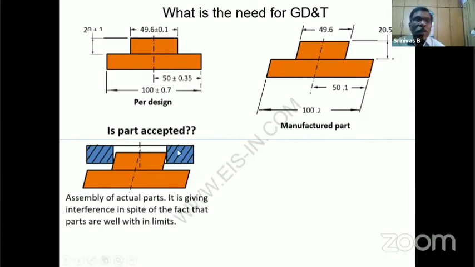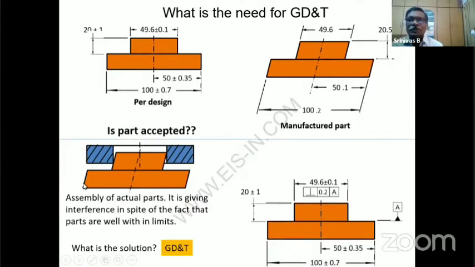Now, you see, the part has been rejected. Technically, it is accepted, but functionally, it is rejected. What is the solution? What solution do you have? You have this solution. GD&T is the solution. Geometrical dimensioning and tolerancing. So dimensions and tolerances are already there. So what is missing? Geometry is missing. Geometrical control is missing. Therefore, we would bring in that aspect.